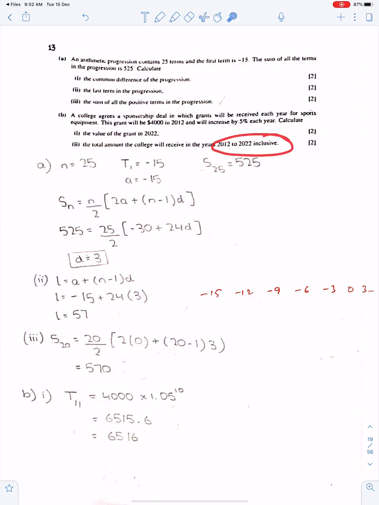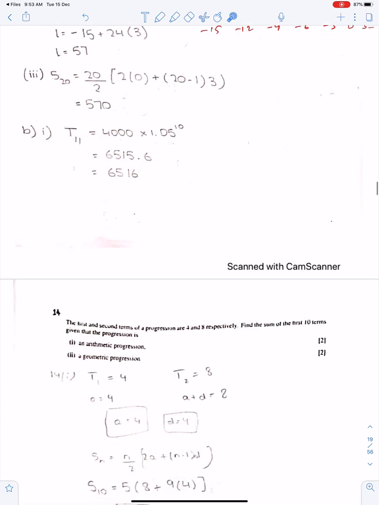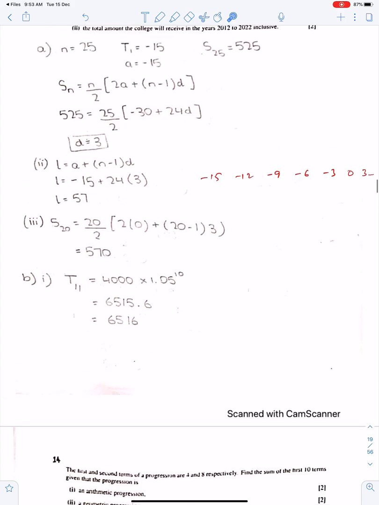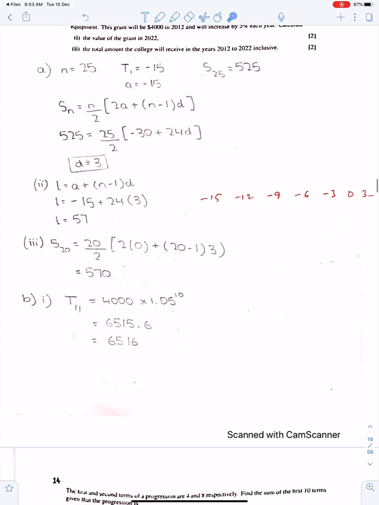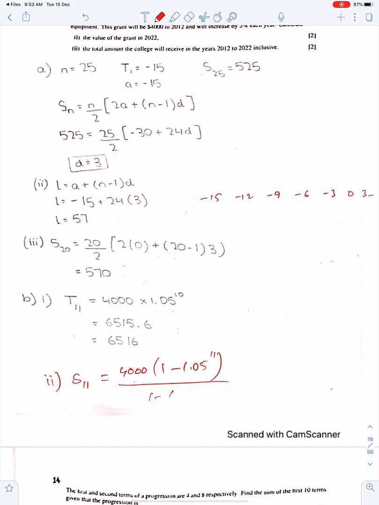The total amount. See, it's mentioned inclusive here. So years are always inclusive in AP and GP, especially in GP. So these will be 11 years. So we need S11. Let me do the working here. S11 will be a times 1 minus r to the power 11, over 1 minus r.